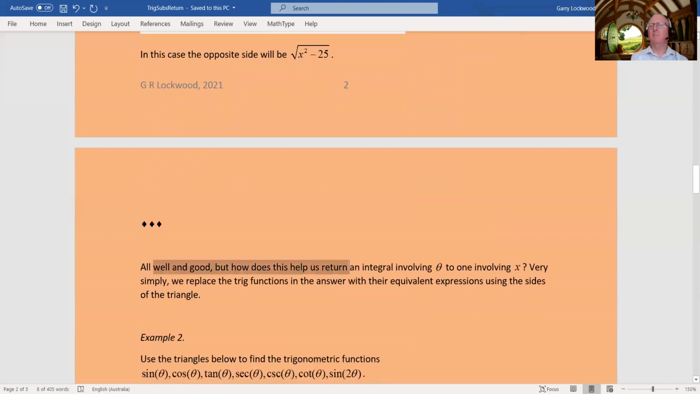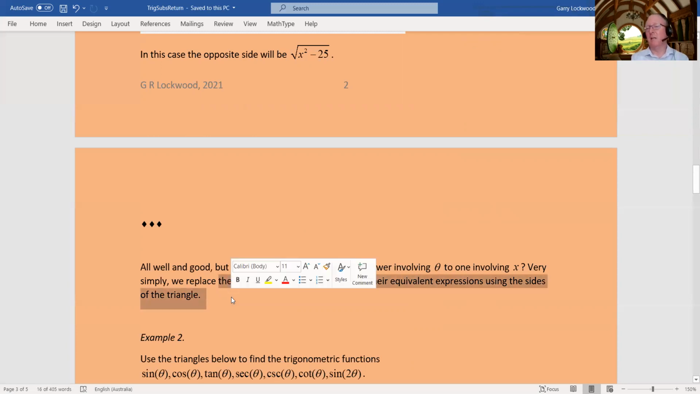So that's fine, but how do we get an integral involving theta, or an answer, an answer is a better word, I think, involving theta to one involving x? And very simply, you replace the trig functions in the answer with their equivalent expressions using the sides of the triangle. Okay, so we're assuming here that you can actually integrate the function of theta to get the answer in terms of theta.